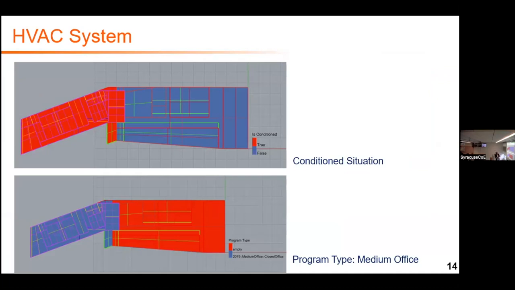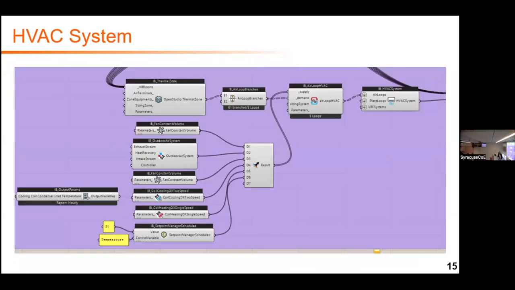Another example is the HVAC system. For the HVAC system, we just set two types of things. The first is whether the area is conditioned or not. I just simplified the problem and divided the COE building into two parts. The left part, where we currently are, I assume is conditioned, and the outer part is not conditioned. I also set the program type: the left part is the office part, and for the outer part, I just set it as empty. And then I set this HVAC system design.